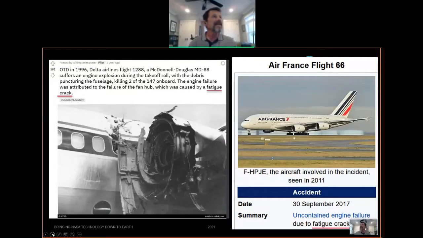Let me show you some other motivation now, or why this is so important. Back in 1996, there was a Delta Airlines flight, and an engine exploded during takeoff, and pieces of the engine actually went through into the fuselage. There was a failure of a fan hub, which was caused by a fatigue crack in the fan blades. A similar thing happened with the Southwest flight recently. And in 2017, an Air France flight had an uncontained engine failure due to fatigue cracking.